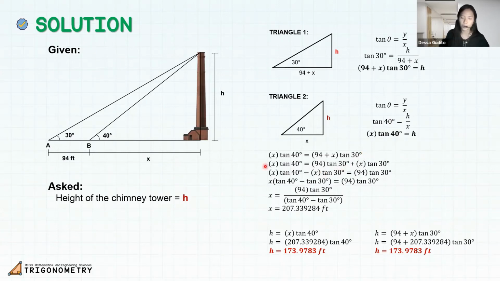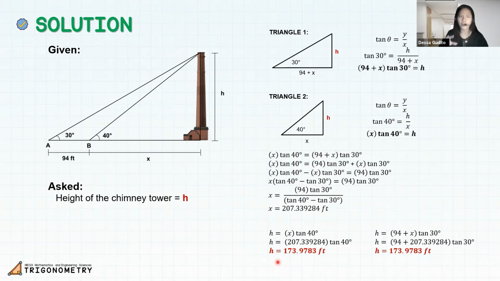So we can input this directly in our calculators and get the value of x. We don't need to do this mathematical properties to be able to get x. So since we have x already, we can substitute x to any of these equations, since we can just get the same value. So substituting x to the equations, we can get h is equal to 173.9783 feet. So that is the value of h, which is asked in the problem.